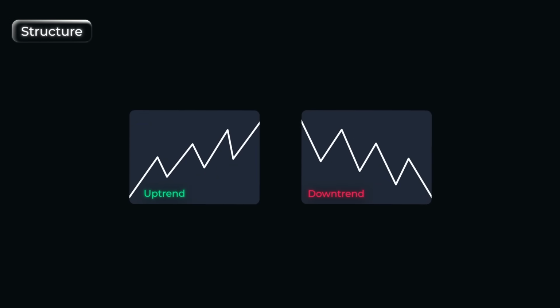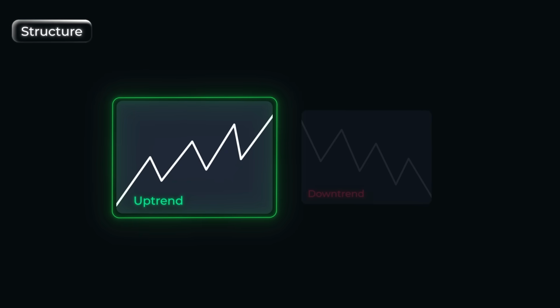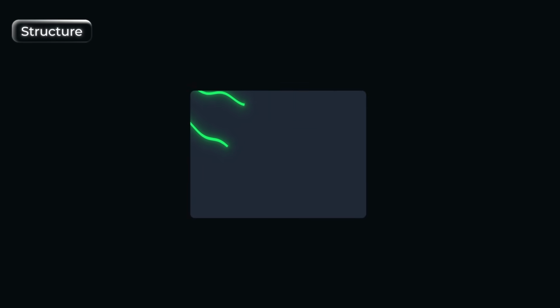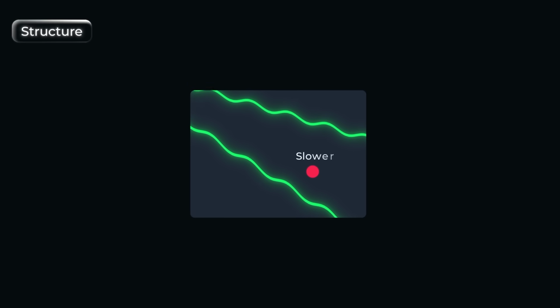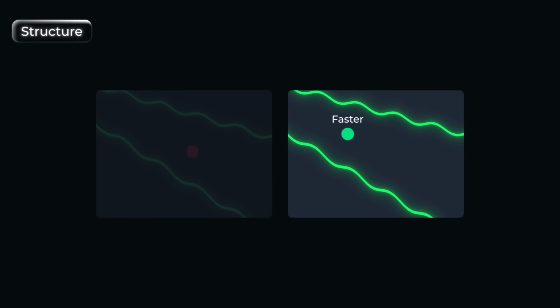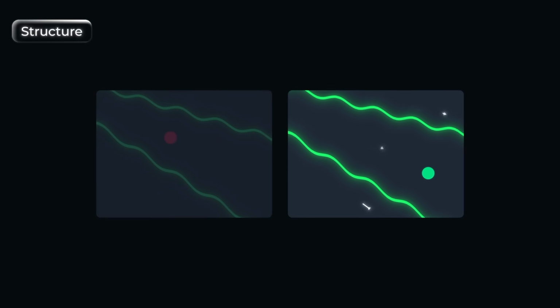The reason we must determine the structure early on is because it will determine the direction of our trades. If the structure is in an uptrend, then we only look for long trades. And if the structure is in a downtrend, then we only look for short trades. An analogy for this is swimming in a river. If the current is moving downstream and you decide to swim against the current, not only will you move slower, but you'll also use more effort trying to fight the momentum. But if you swim with the current, you'll end up moving faster, while also using less effort because you're being helped by the momentum of the river.